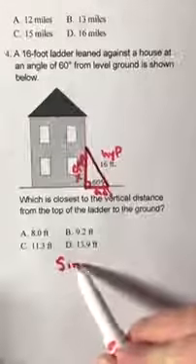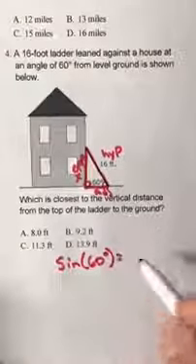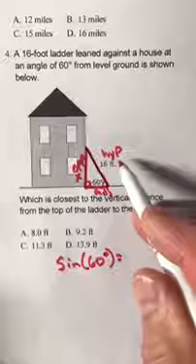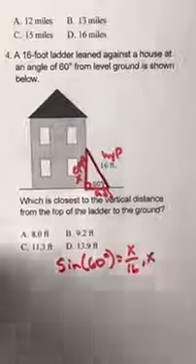So sine 60 degrees is equal to opposite divided by hypotenuse, x over 16. Solve for x. Finish that problem.